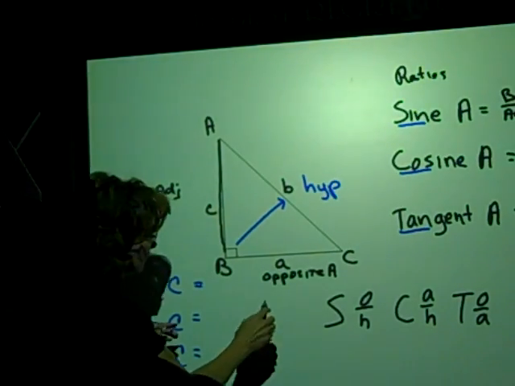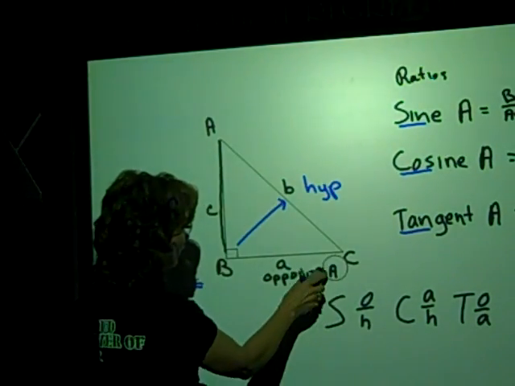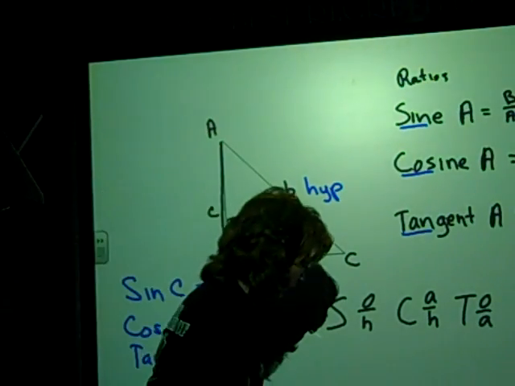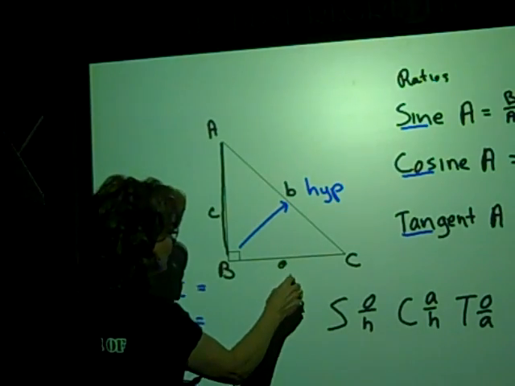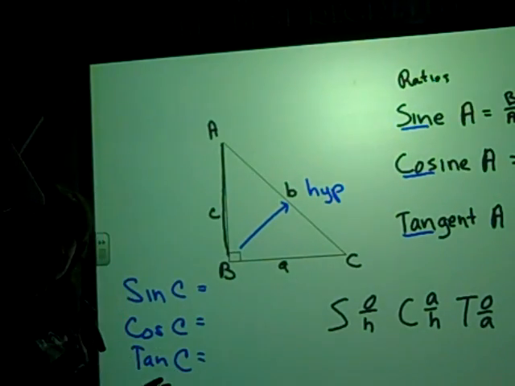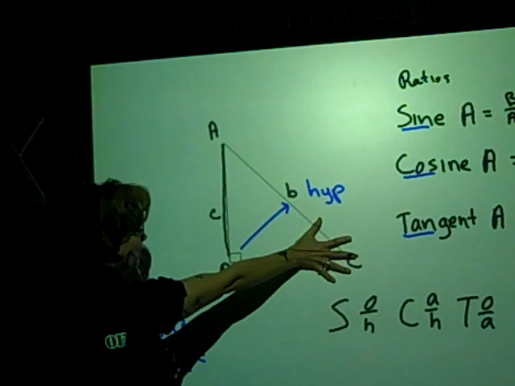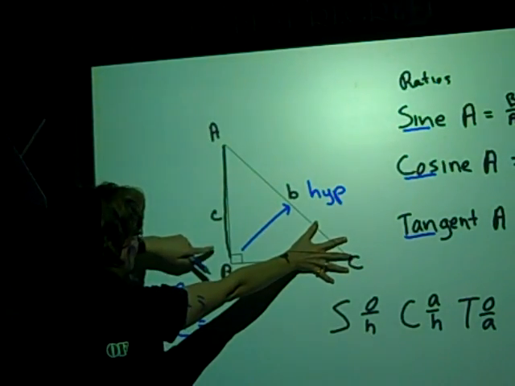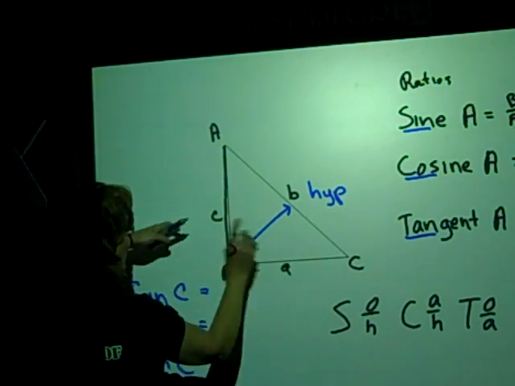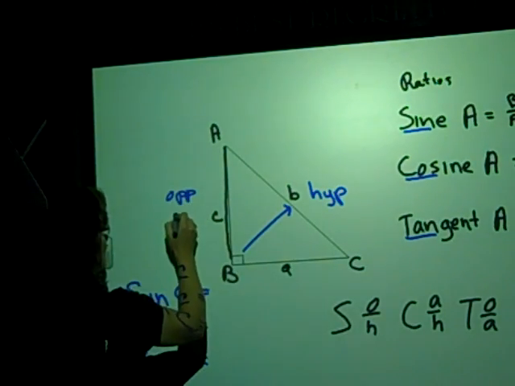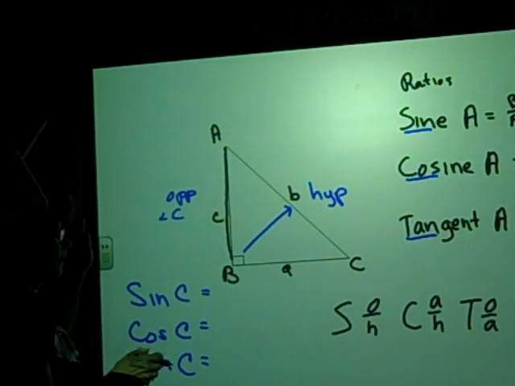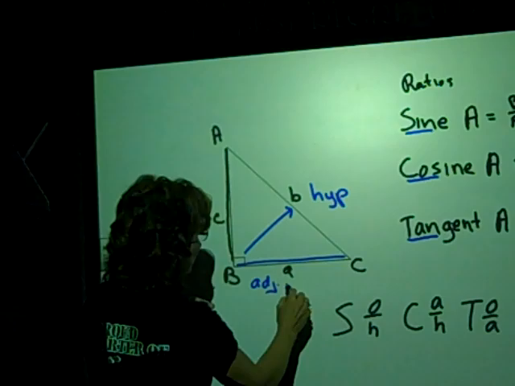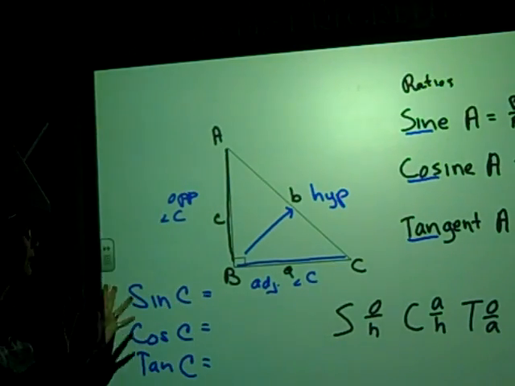And this whole idea of opposite A, we no longer care about because we're looking at C. Adjacent to A, we no longer care about. We're looking at C. So now I'm going to do the same trick I did before. I'm going to cover up C, and I see this is the leg that I see. So AB is opposite angle C. And that leaves this leg right here to be adjacent to angle C.